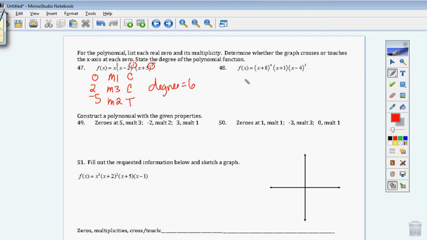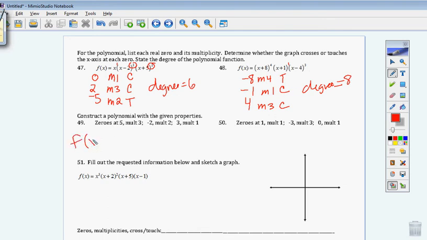Okay, likewise number 8, we have -8, -1, and +4 for our zeros. Got a multiplicity of 4, so that's going to touch. Got a multiplicity of 1, that's going to cross. And then a multiplicity of 3, that's going to cross. The degree on this one would be equal to 4 plus 1 plus 3, which is 8.